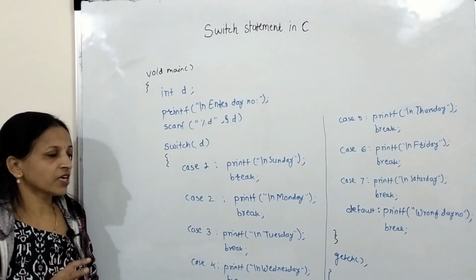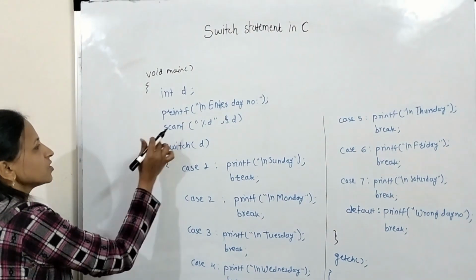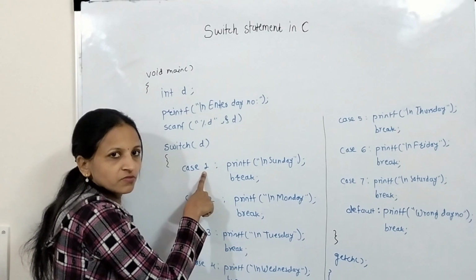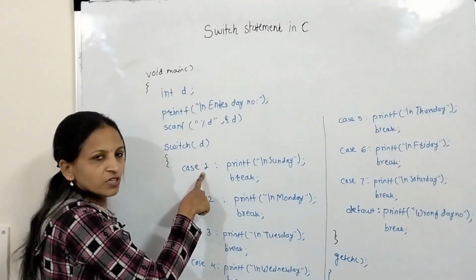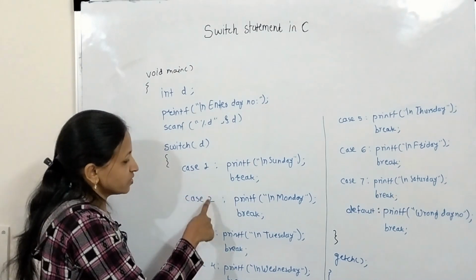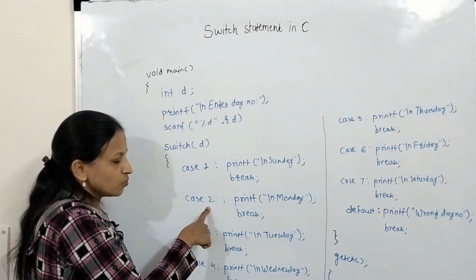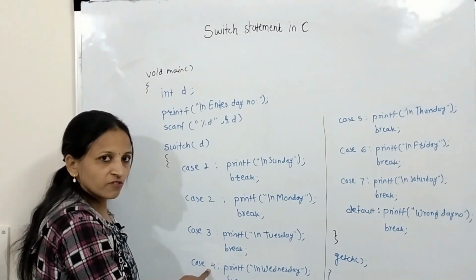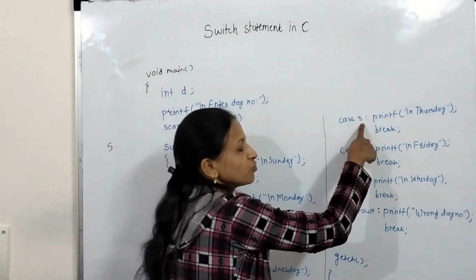Now see how it will work. Initially suppose user has entered day number as 5. Here the value of d is 5. It will match with this one. Is d equal to 1? Is it true? No, it is false. It will check, d is equal to 2? No. Again it will go here. D is equal to 3? No. D is equal to 4? No. D is equal to 5?